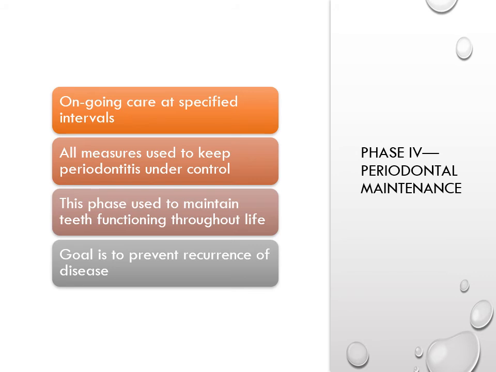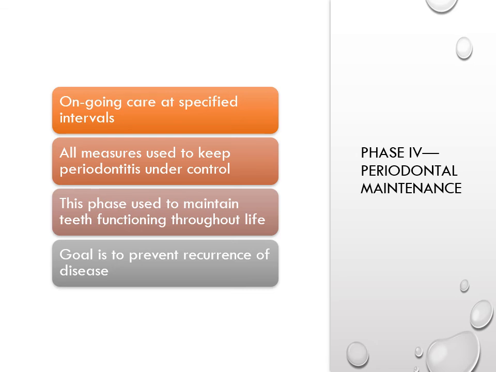As far as phase 4 goes, this is periodontal maintenance. Again, the dental hygienist reigns supreme here in phase 4. And so here we're looking at ongoing care at specified intervals. Depending on the patient, depending on their needs, is how often we want to bring our patients in. All measures used to keep periodontitis under control. So here we're probably doing periodontal maintenances, or periodically we might be going back for non-surgical therapies, depending on the patient and the patient's needs.